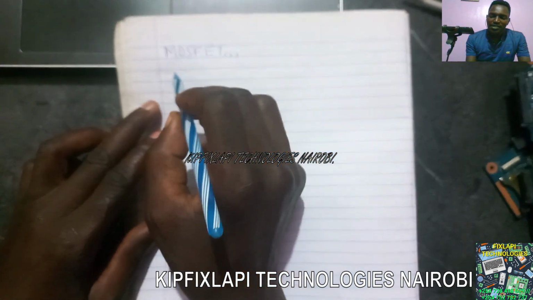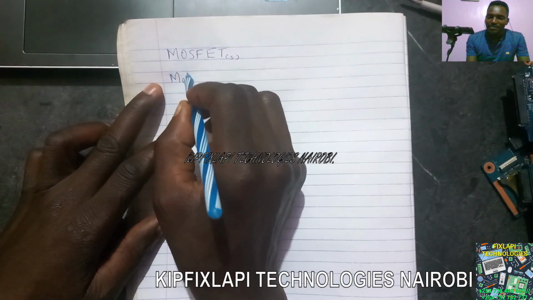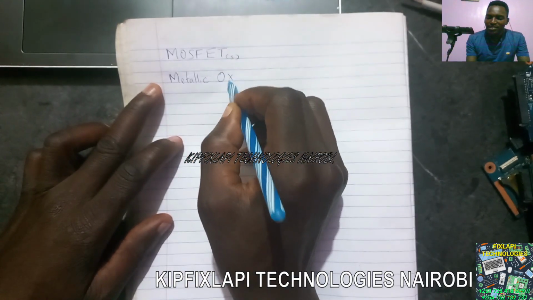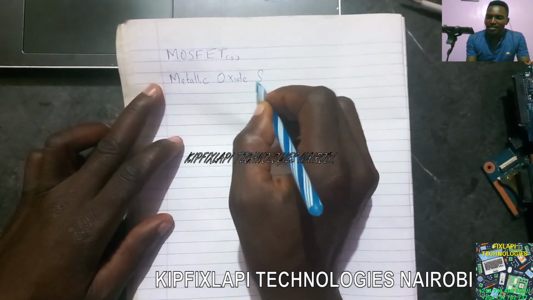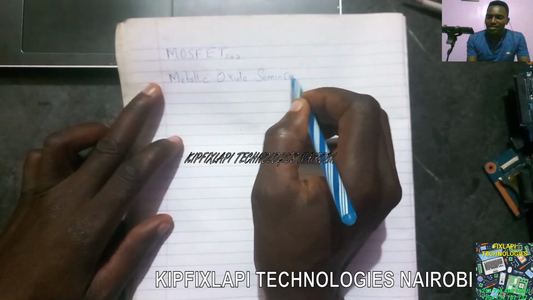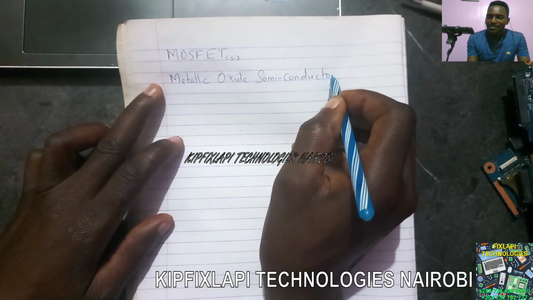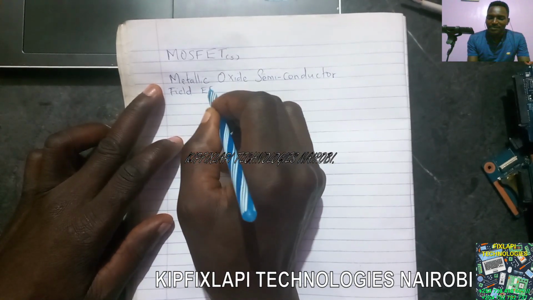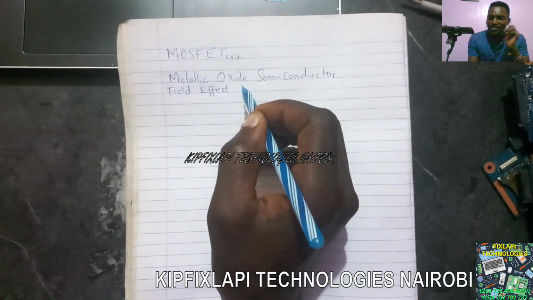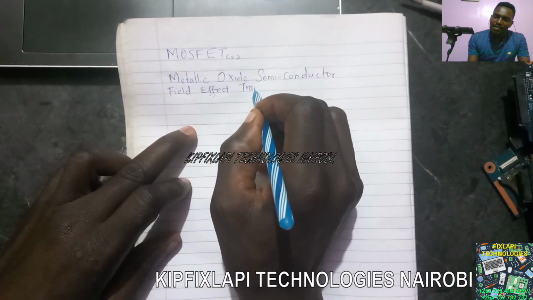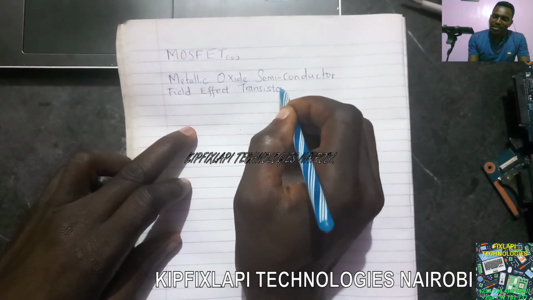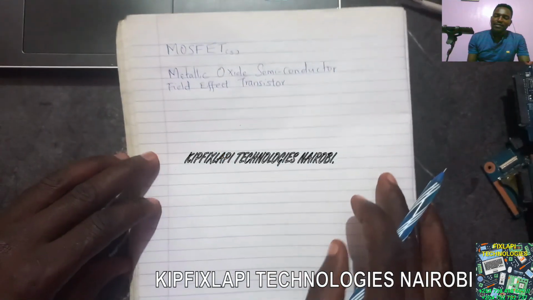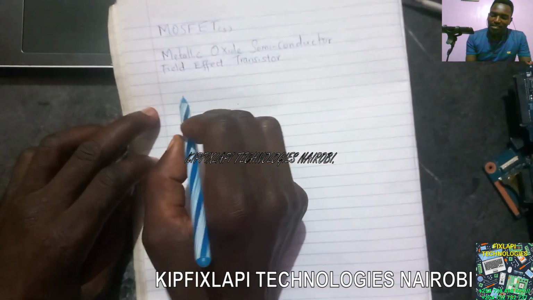And MOSFET is short for the words metal oxide semiconductor field effect transistor, right? So this is metal oxide semiconductor field effect transistor. So in short, these are special kind of transistors which are responsible for power switching, right? Yes, this component is in this format.